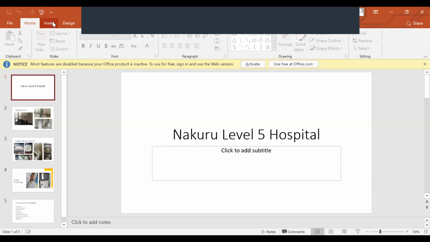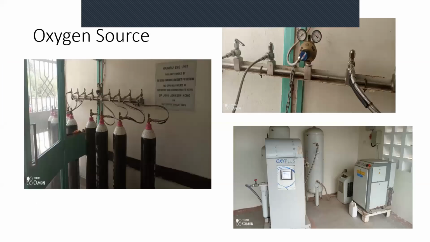Please go ahead. Okay, so my presentation is on Nakuru Level 5 Hospital. Our oxygen sources: we have oxygen tanks, which are filled at an oxygen plant owned by Hewatele. This plant is within the hospital, so it's a shared plant. On the first picture, you can see tanks. These are attached to the pipes which run to the ward bedside.